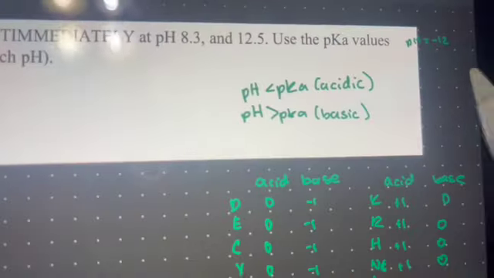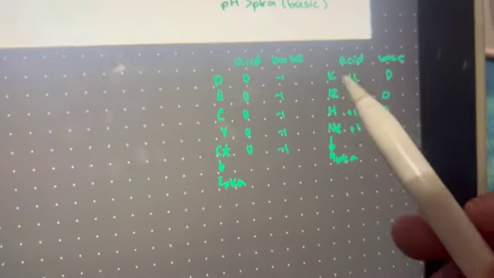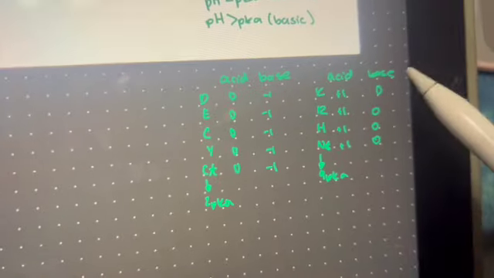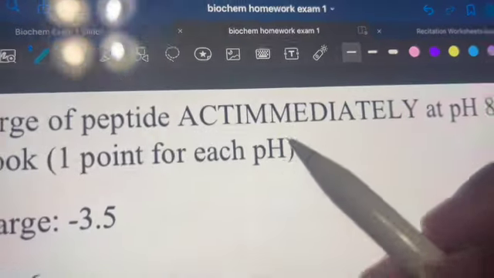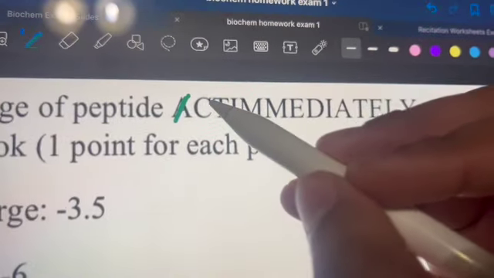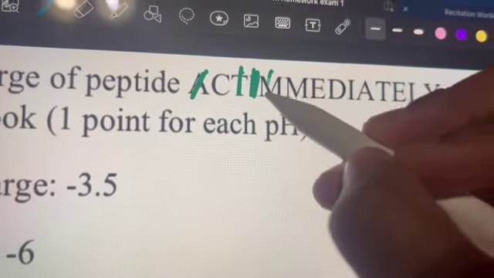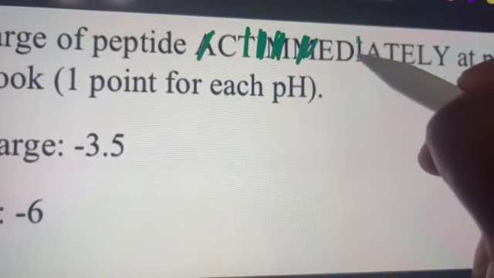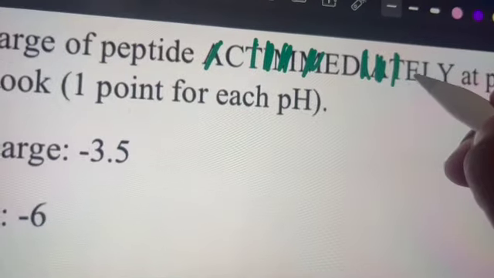I already wrote down these relationships between pH and pKa, and the charges that we had to have memorized for the ones that are acidic and the ones that are basic. So first, we're just going to go through here and cross out all the ones that are not charged. So that's going to be A, T, I, M, M. E and D are charged. I and A are not. T also, again, is not charged.